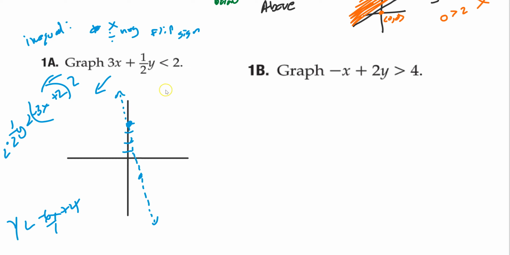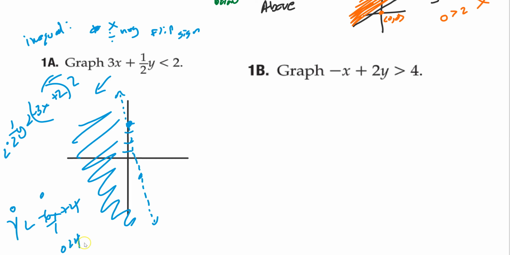Again, two ways to shade this. It's in proper notation, so less than should mean below. Or you can pick a test point like 0, 0, plug it in. 0 is less than 4, so I shaded the right area. So again, just graph it like normal, and then shade above or below, or pick a test point.